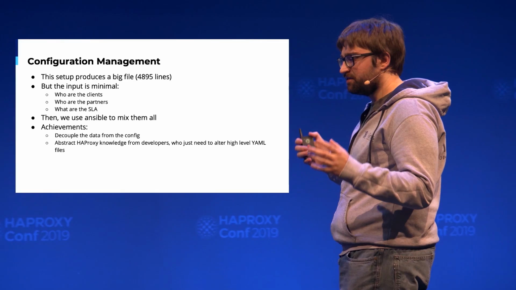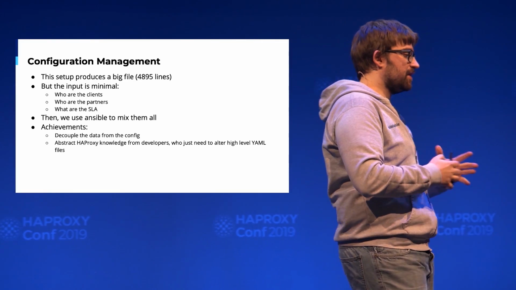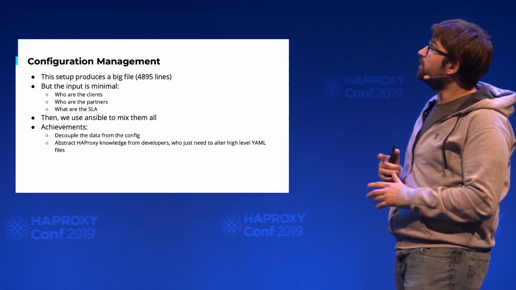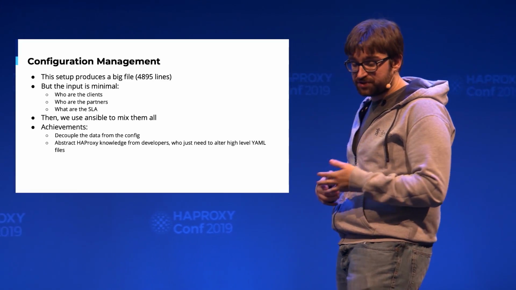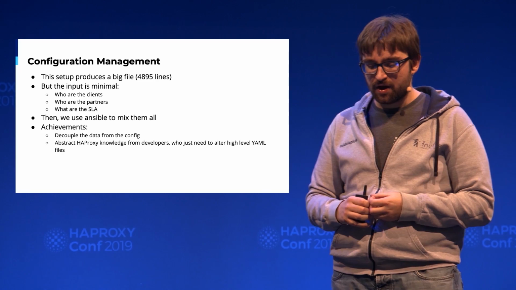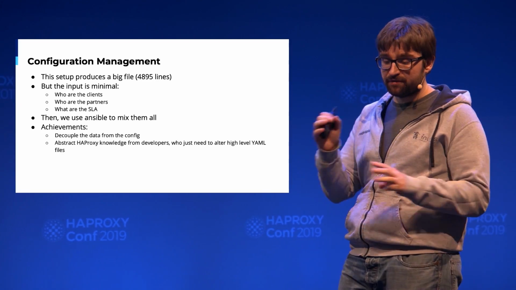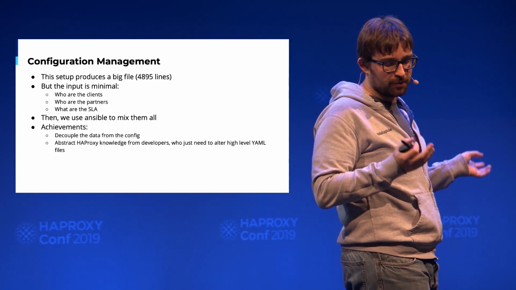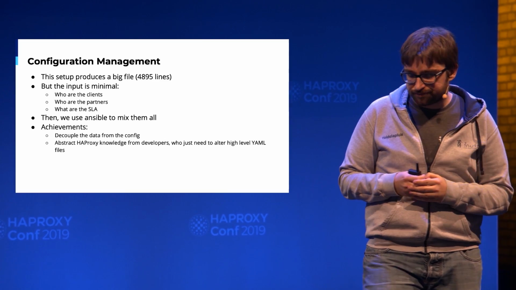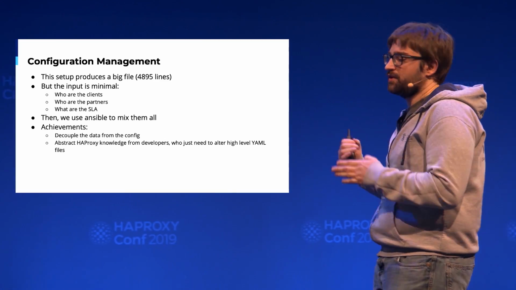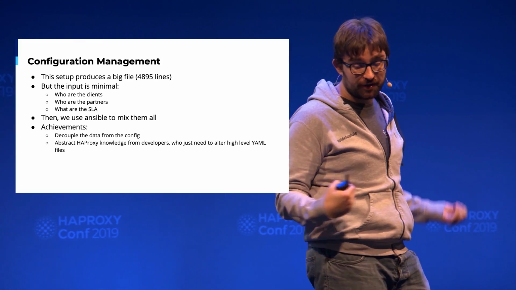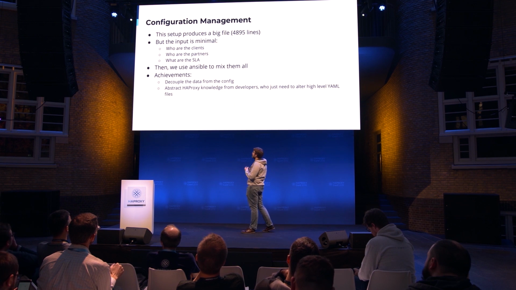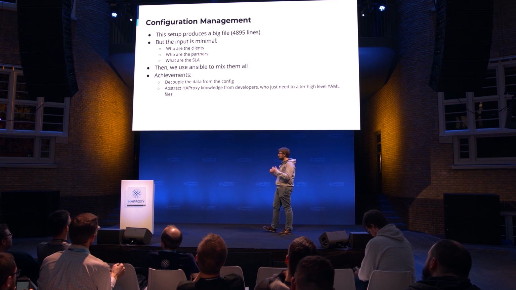But what's important is that for the application owners, for the people that need to connect to the proxy, it's very easy. All they need to tell us is who will be the client, who will be the partners, and which kind of SLA they want us to configure. Basically, that's 3 simple YAML files with a couple of lines for each entry, and then we turn that into that gigantic HAProxy configuration using Ansible. So it means that we have an abstraction over that big HAProxy configuration that enables us to remove a lot of mistakes that you can make.